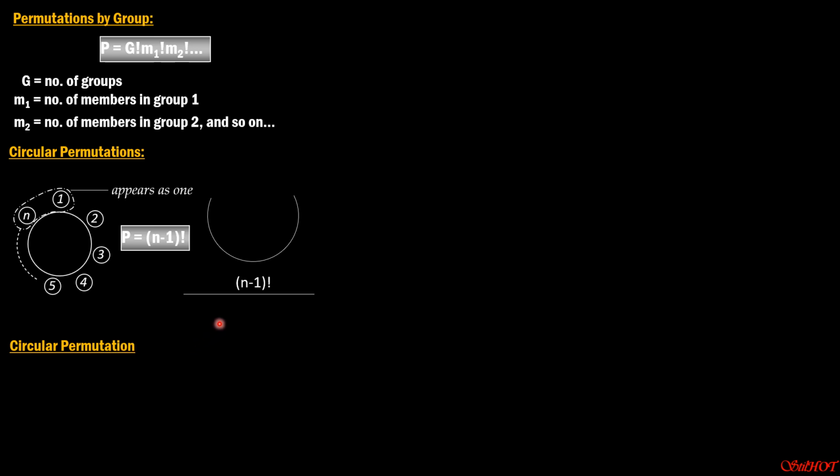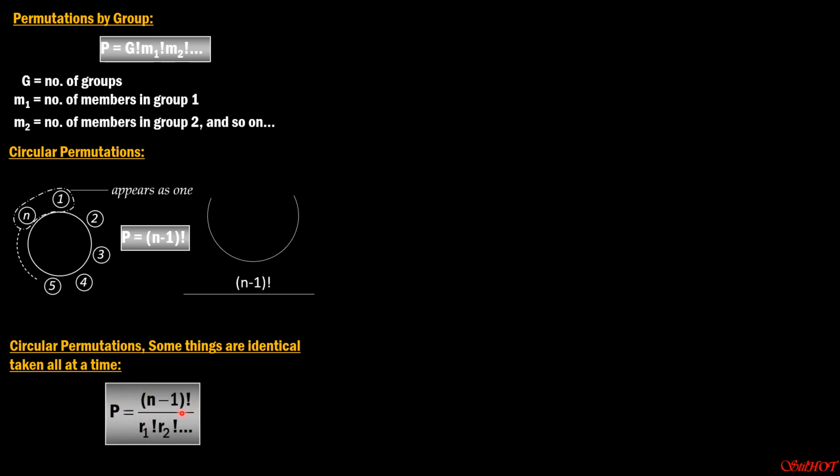Then circular permutations where some things are identical, taken all at a time. For permutations in a row, it's n factorial over r1 factorial, r2 factorial, if you can recall the formula. Here, because this is circular permutations, it's the same, except in the numerator, it's no longer n factorial, but rather n minus 1 factorial. Then we have r1 factorial, r2 factorial, and so on.